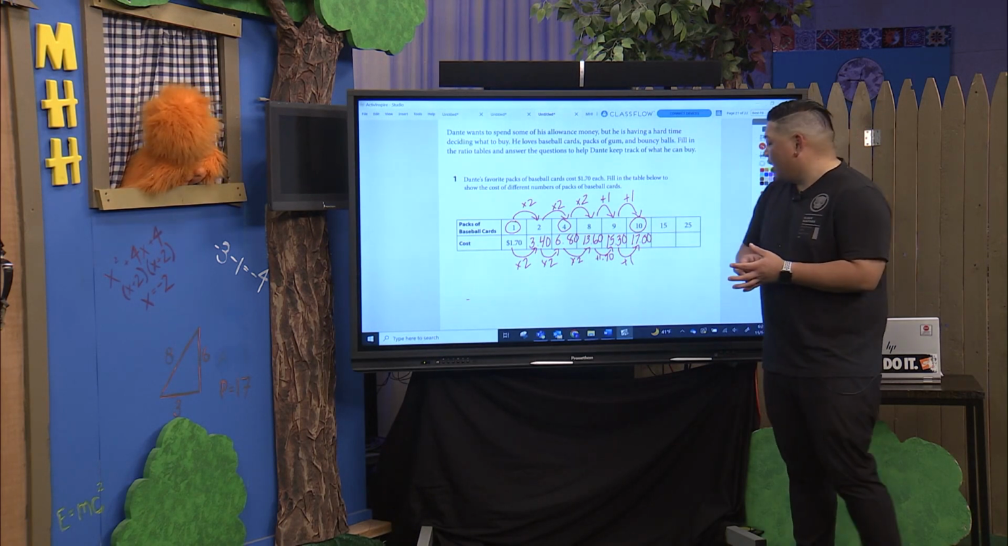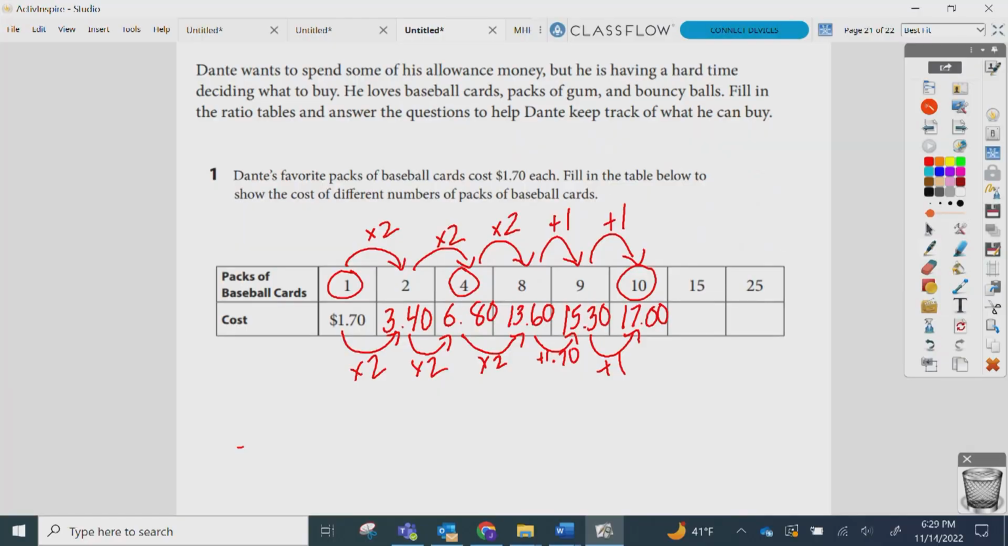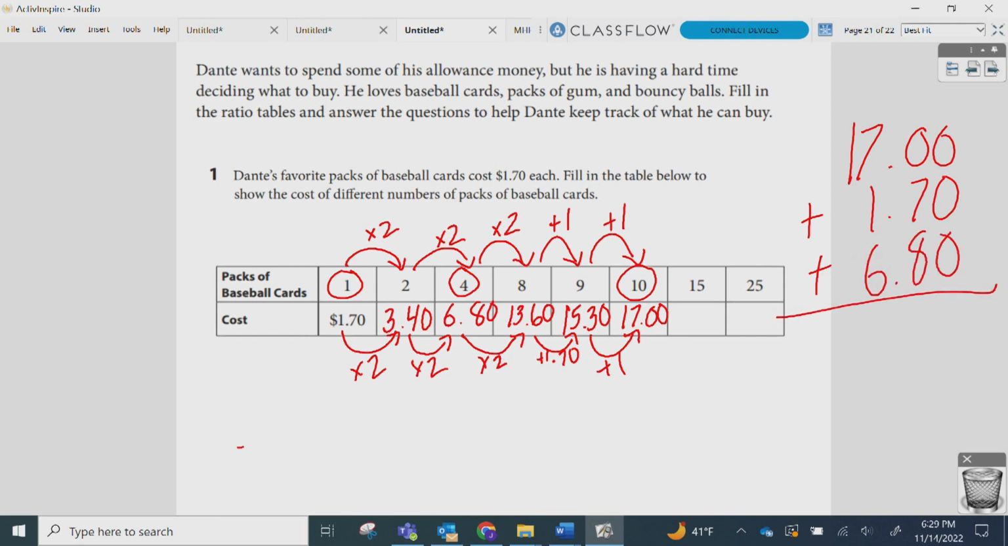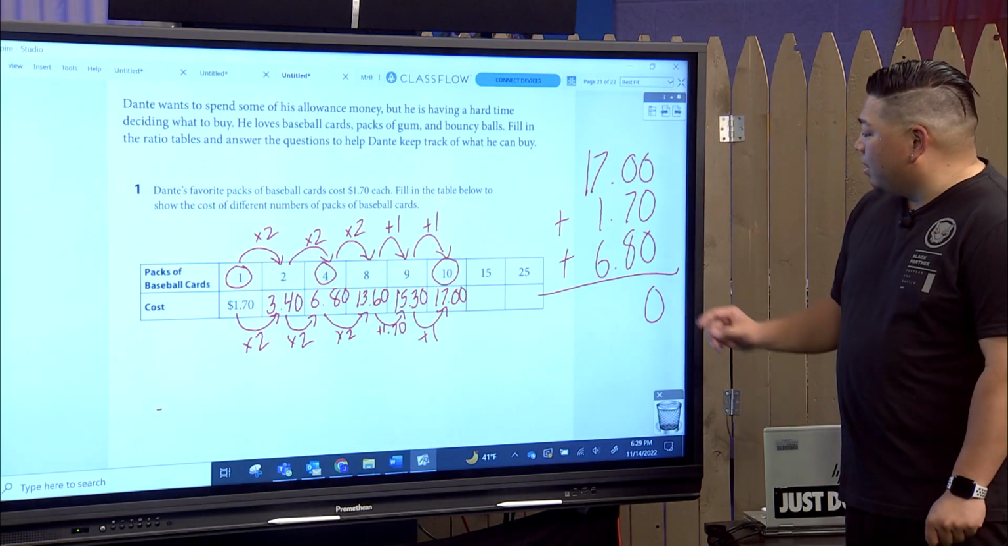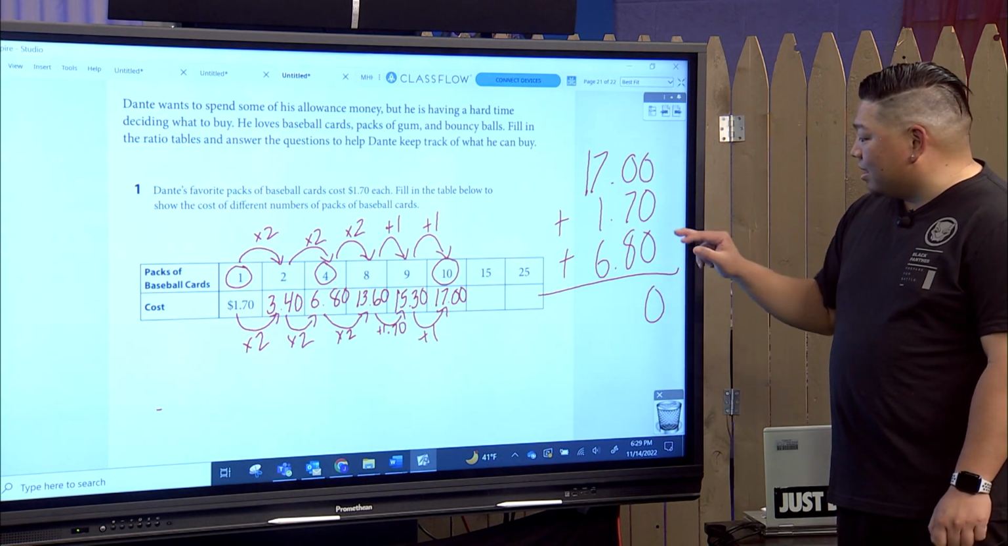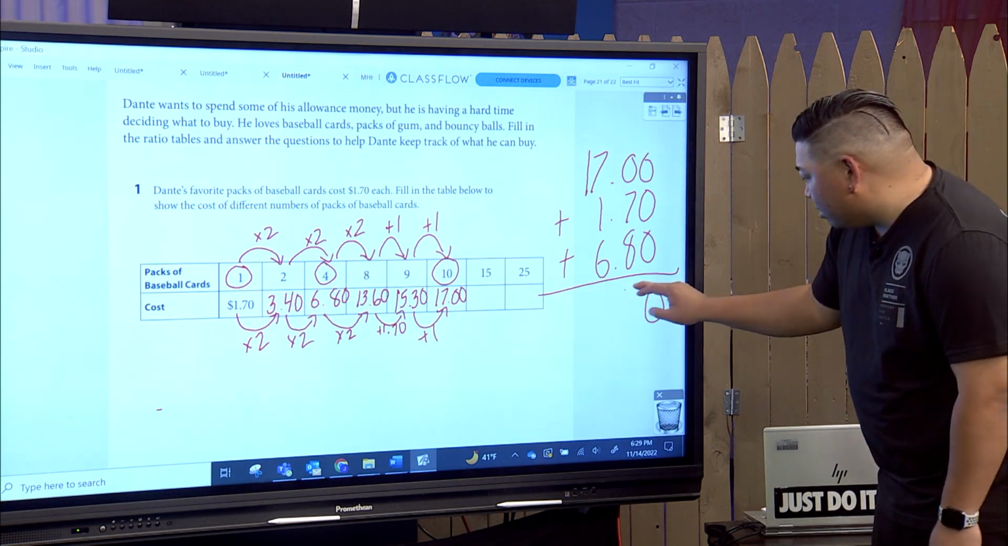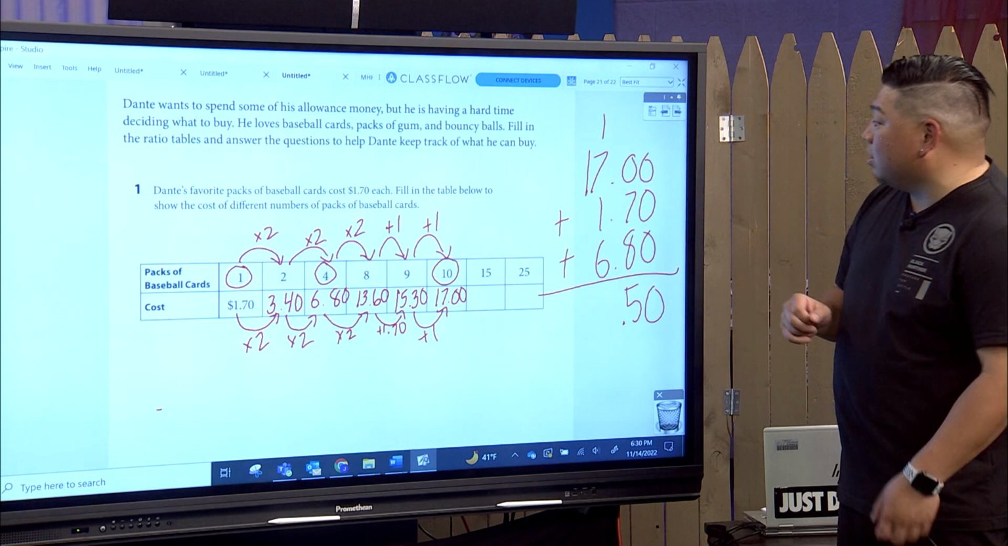That is so cool. Okay, so let's go ahead and do that, why don't we? So 10 groups is $17. I'm going to do it right here on the side. So $17 plus $1.70 plus $6.80. So if I'm looking at my cents or my pennies, I have 0. Right. If I'm looking at my dimes, I have 7 dimes plus 8 dimes, or 70 cents plus 80 cents is $1.50. So 50 cents here, and then the dollar gets regrouped into the dollars.